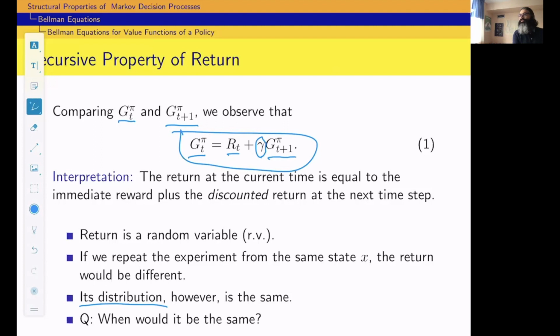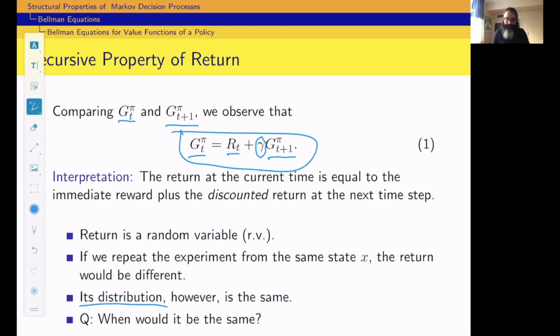Right, yes. If the transition dynamics is also deterministic, along with a deterministic policy and a deterministic reward, then the return would always be the same. If all these three are deterministic, then the whole dynamics would be deterministic, and so we get the same return every time. But in general, they are not.